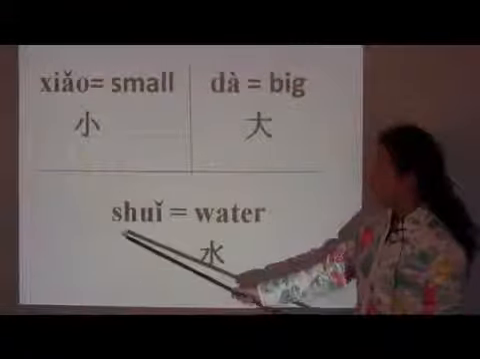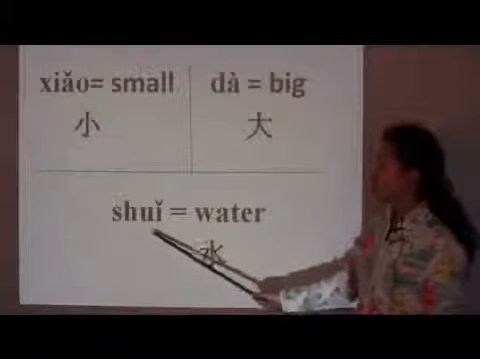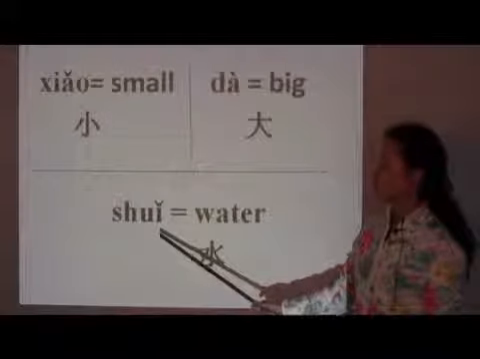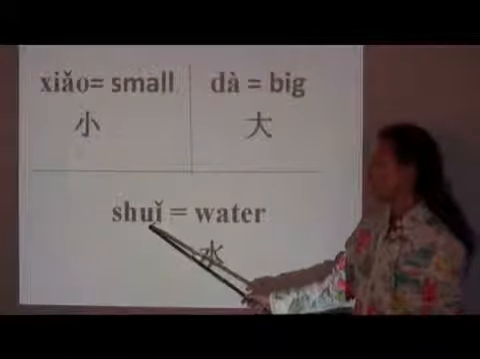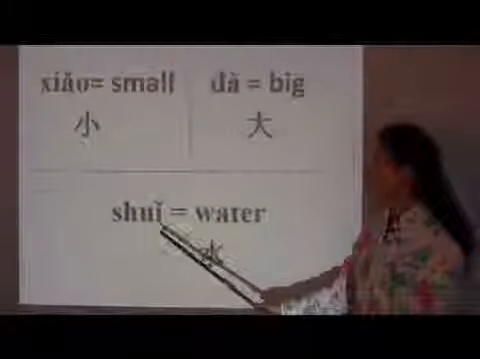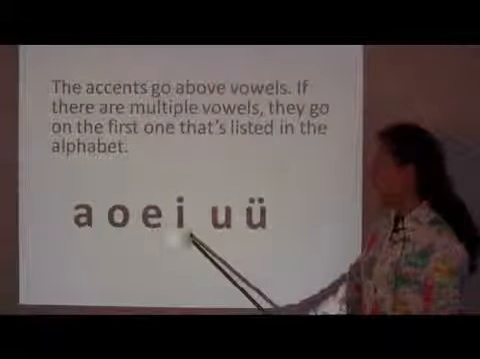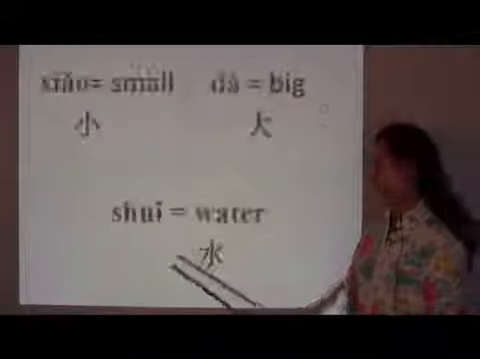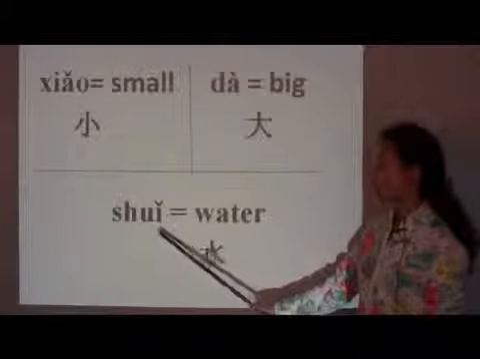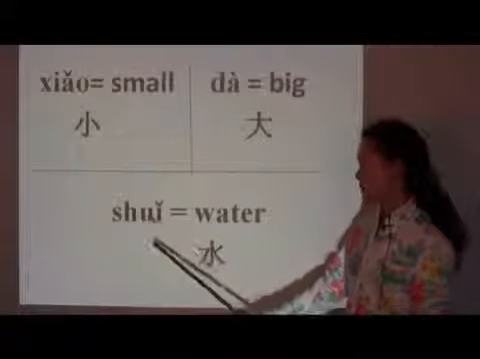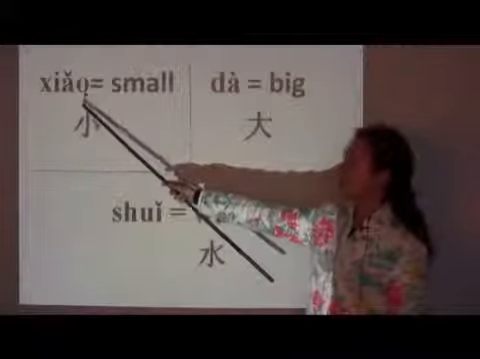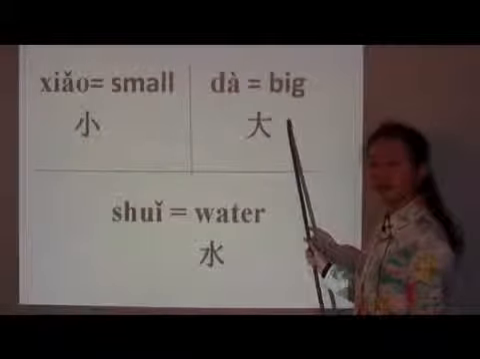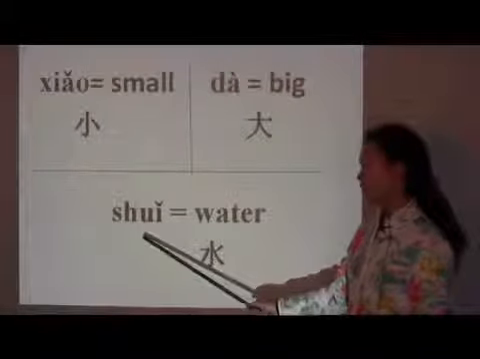Third, you have shuǐ, for water. 2 vowels. Which one to put it on? Well, you look back at your list, and I and U. I comes before U, so the accent goes on I. 水, third accent, so down and up. 小 for small, 大 for big, and 水 for water.